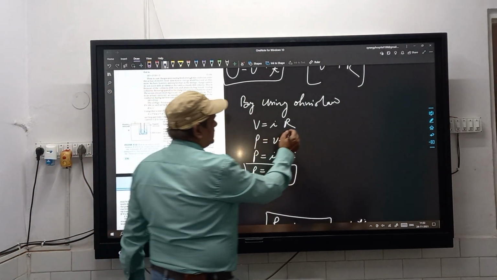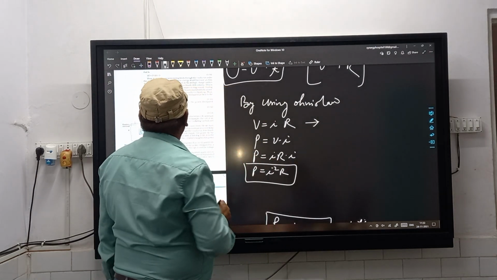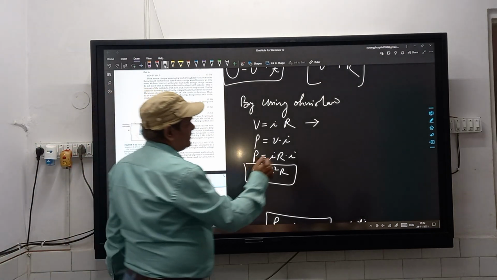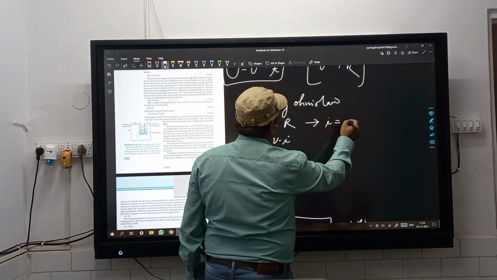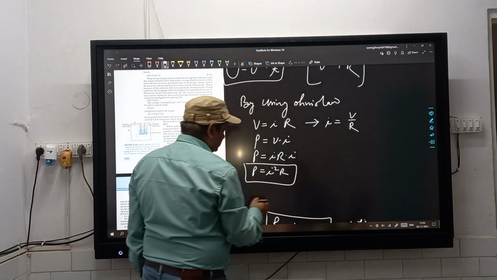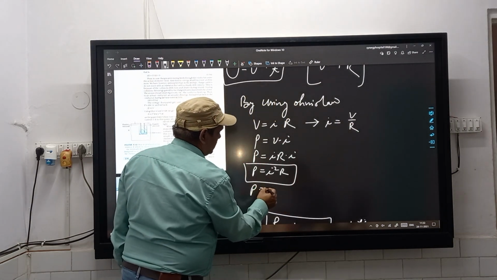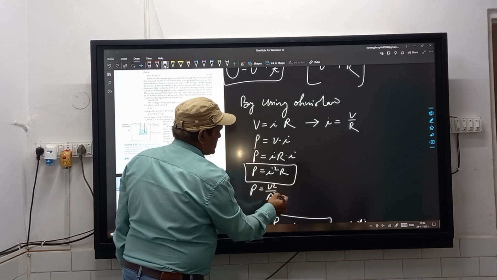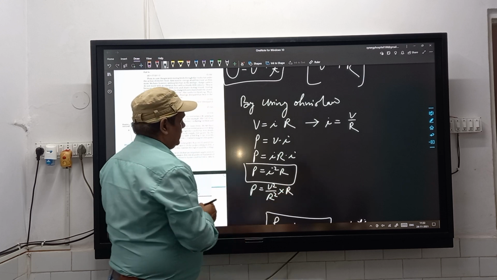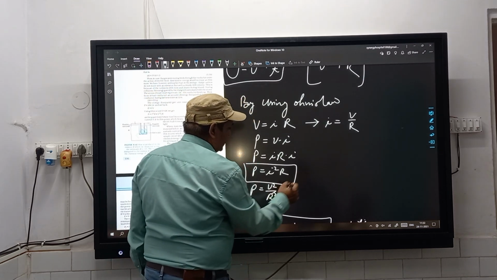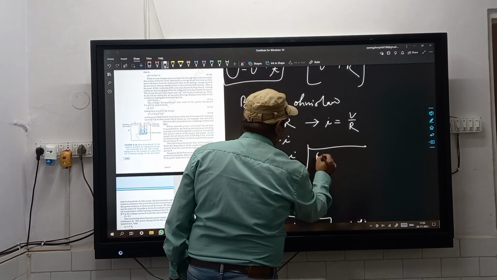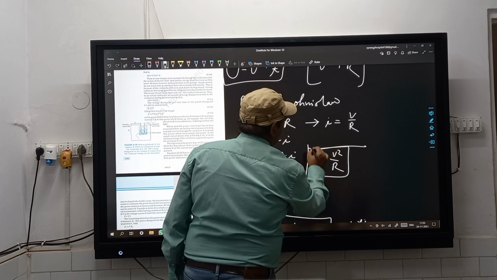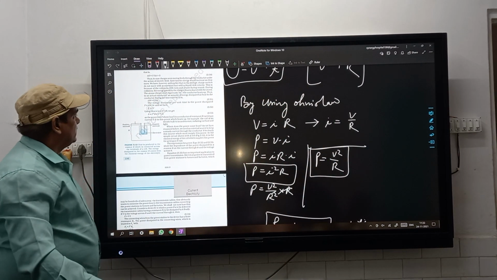And from Ohm's law, this can also be written in the place of I as V upon R. Here P is equal to V square upon R square, and one R is getting cancelled out. From here P equals V square upon R. Third formula.